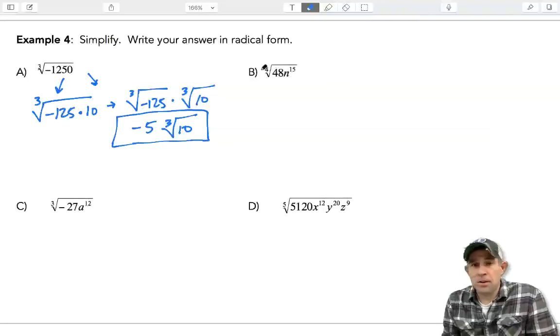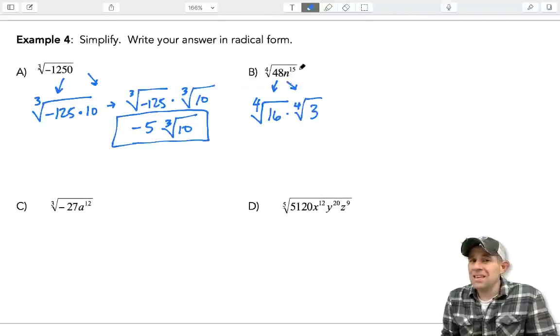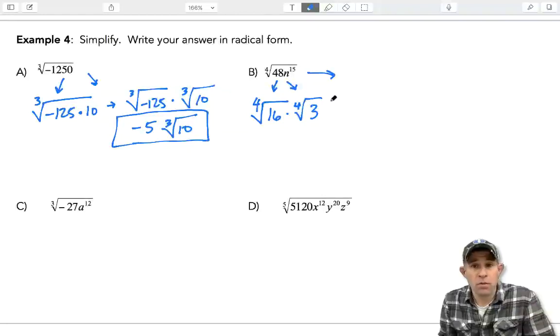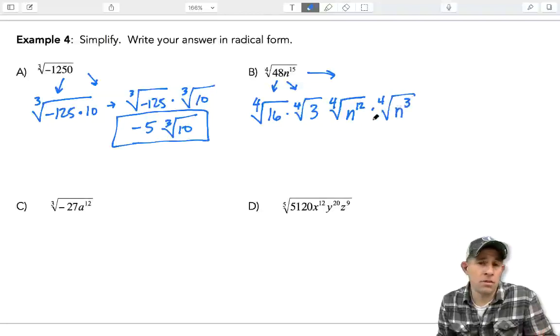All right, example B here, we are taking the fourth root of 48 n to the 15th. Now again, 48 is not a perfect fourth root, but we can take a factor out of that. So we're going to factor that 48 as the fourth root of 16 times the fourth root of 3. Now likewise, we're going to take this n to the 15th and factor that into two roots as well, and one of those will be a perfect fourth root. We'll take the fourth root of n to the 12 times the fourth root of n to the remaining amount, which will be the third power.